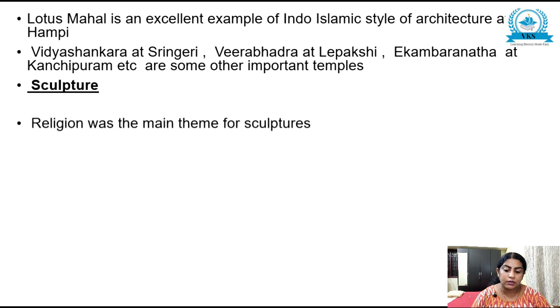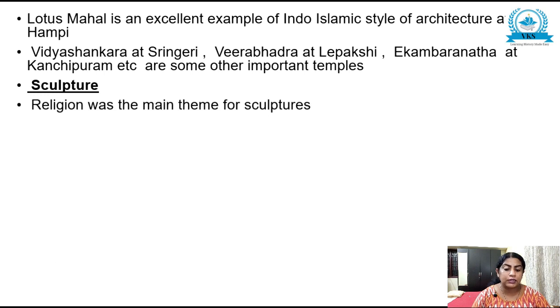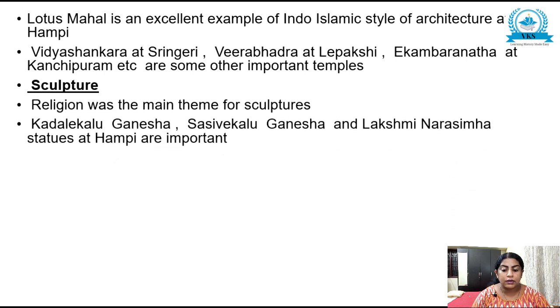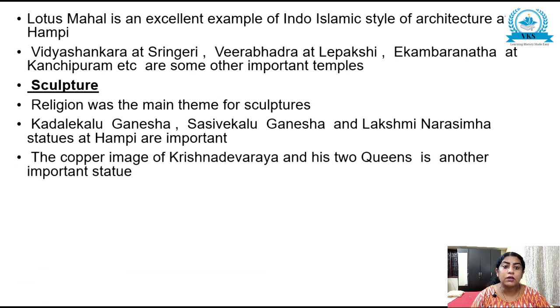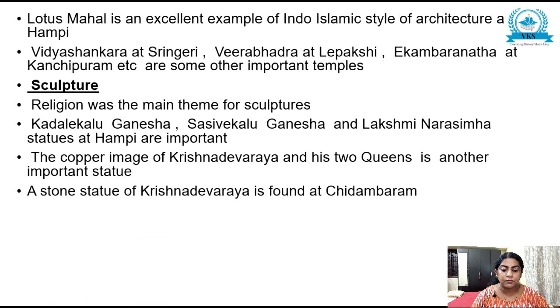Now regarding sculpture, religion was the main theme of sculpture. Kadle Kalu Ganesha, Sasve Kalu Ganesha and Lakshmi Narasimha statues at Hampi are important. The copper image of Krishna Devaraya and his two queens is another important sculpture. A stone statue of Krishna Devaraya is found at Chidambaram.